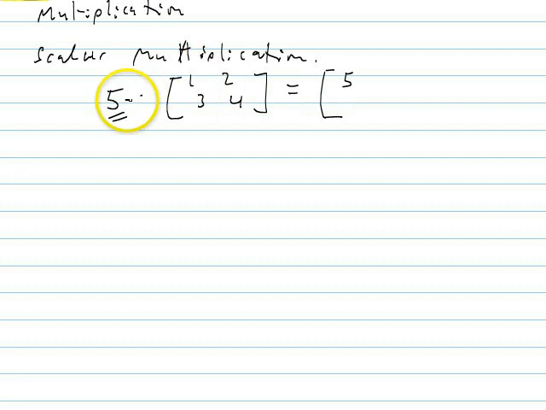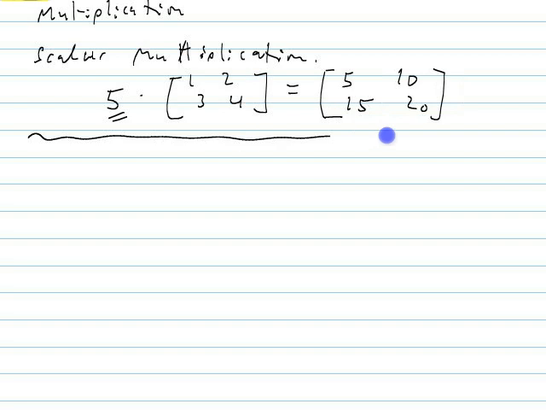So the top left times 5 is 5. The top right times 5 is 10. The bottom left times 5 is 15. The bottom right times 5 is 20. And that's what's known as scalar multiplication. We're multiplying a matrix by a number. But where this gets complicated is when I show you how it is that we multiply a matrix by another matrix. I'll just call this matrix multiplication.